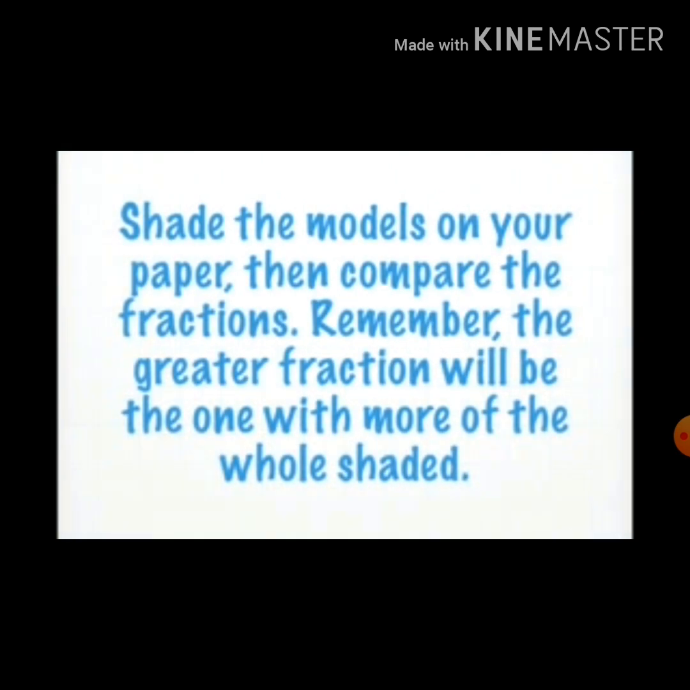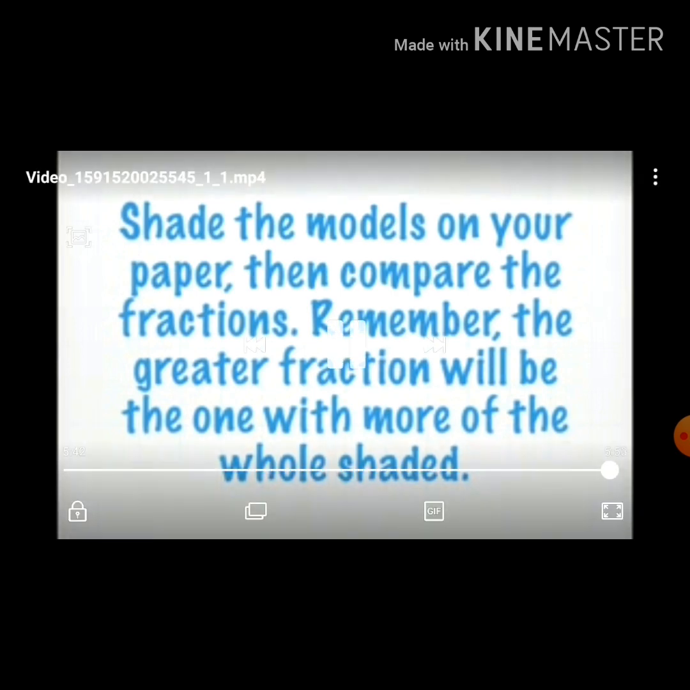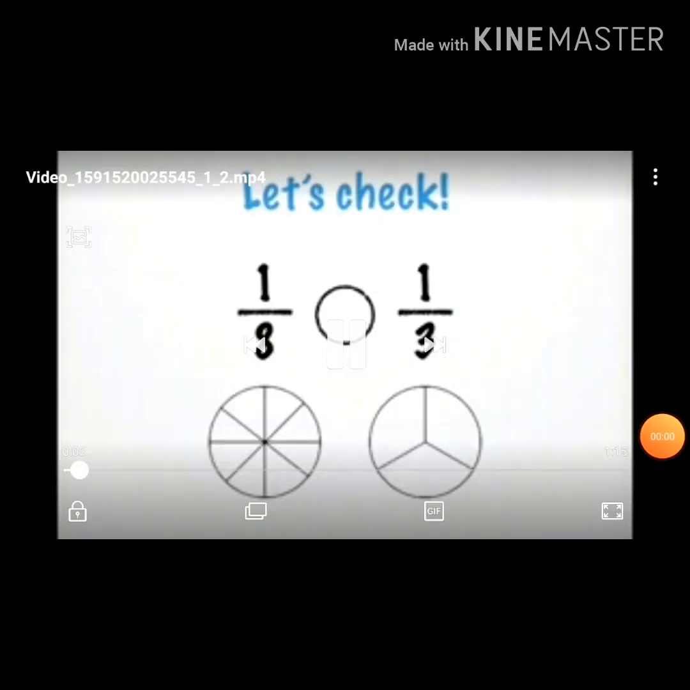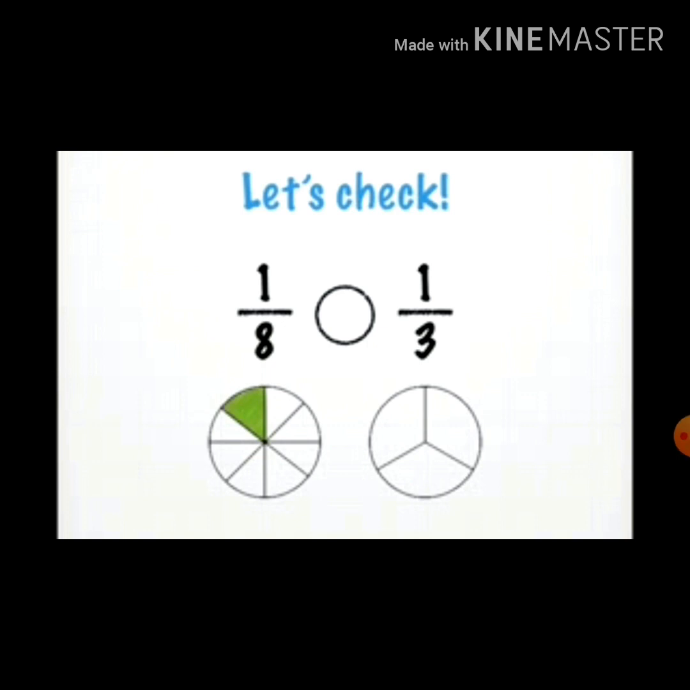Shade the models on your paper, then compare the fractions. Remember, the greater fraction will be the one with more of the whole shaded. Okay, let's solve these together. 1/8, 1/3. Our model is cut into 8 parts, and the other is cut into 3 parts. One from here, one from there. 1/8 is less than 1/3.